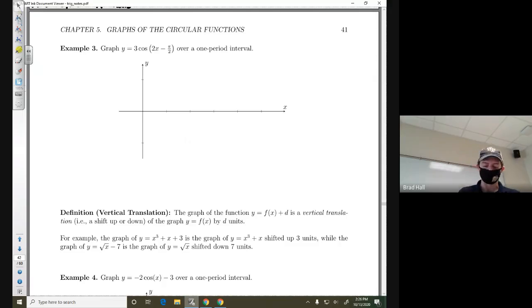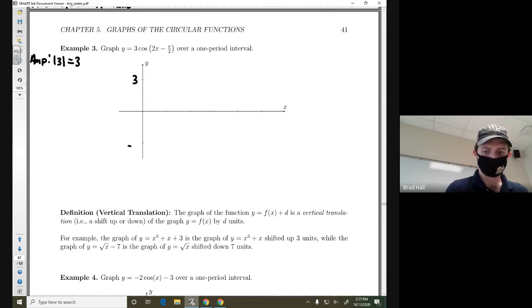Now, there's a little bit more stuff thrown in. And let's go ahead and start off the same way as before with the amplitude. The amplitude is the absolute value of whatever is multiplying the function. That's just 3. So the amplitude is normally pretty straightforward.